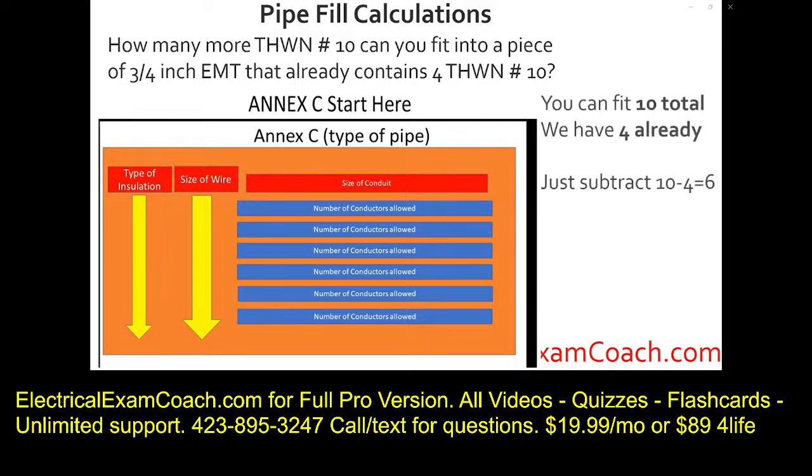And we find out that we can fit 10 originally, but our question states that we already have 4 of them in the pipe. So all we have to do is do a little 3rd grade math. We take 10 minus 4 equals 6, and we find out that we can fit 6 more inside of this conduit. Great job.